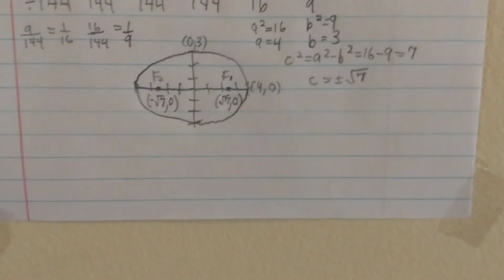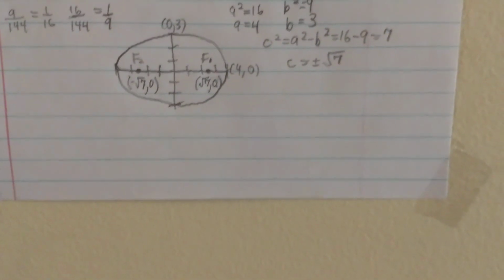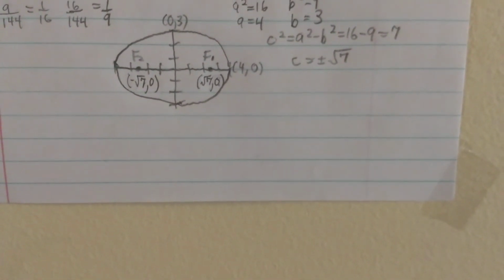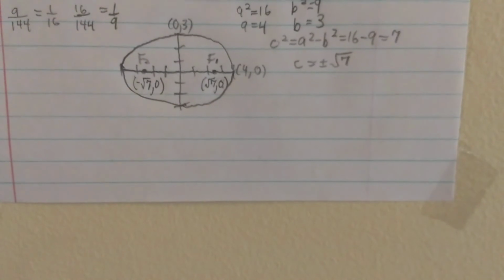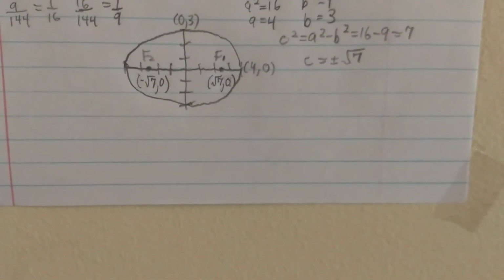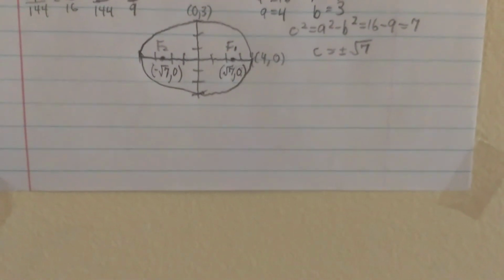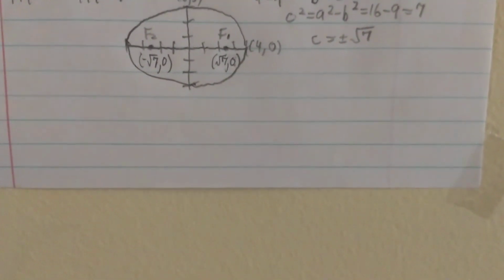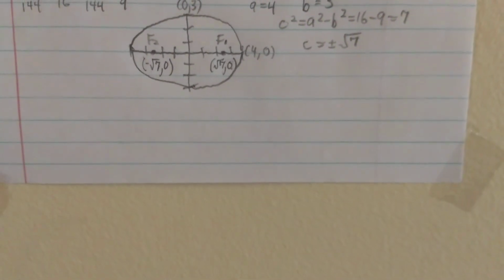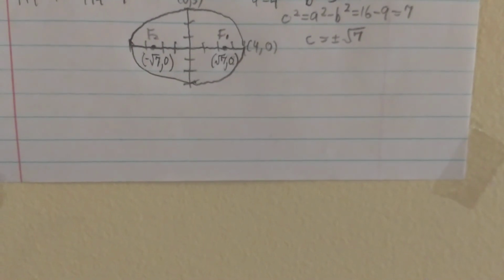Now getting the focus points, which are always less than the vertex, c squared equals a squared minus b squared, or 16 minus 9, or 7. So c is equal to plus or minus square root of 7. And so f2 is negative square root of 7, 0 on the left side, and f1 is square root of 7, 0 on the right side.